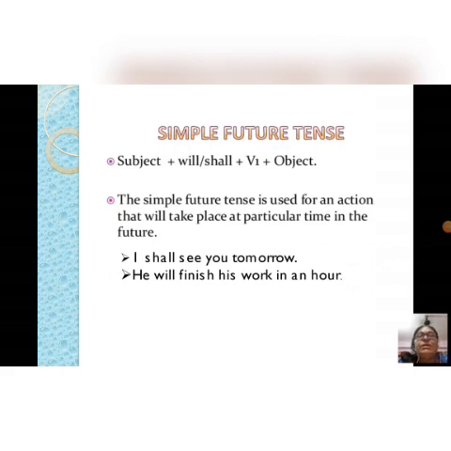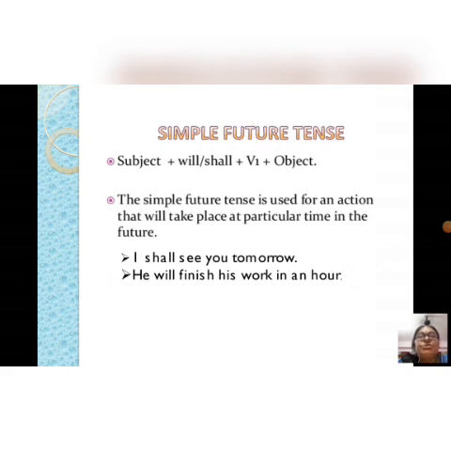Now come to future tense. First of all, simple future tense. The simple future tense is used for an action that will take place at a particular time in the future. For example, I shall see you tomorrow. He will finish his work in an hour. So here in these sentences we are seeing that the action is taking place in the future. The structure of simple future tense is subject plus will or shall plus V1 plus object.